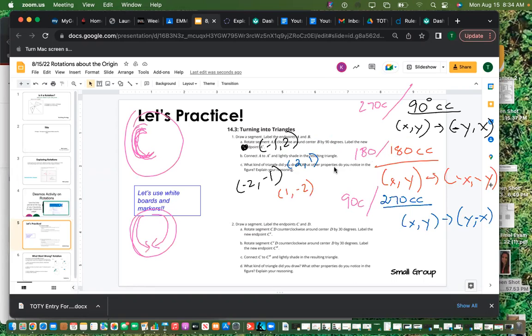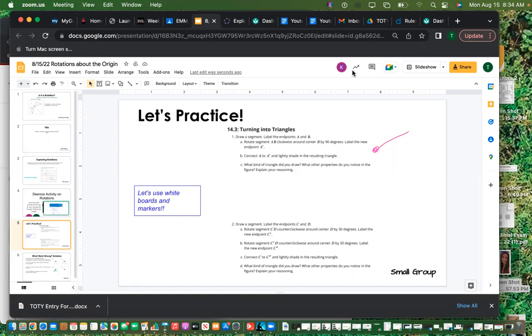A 90 degree clockwise rotation is going to be switching your X and Y and then changing the sign of that. Okay, so again, we're going to switch our X and Y, and then change the sign of the second one. Okay, and that would be our new point.